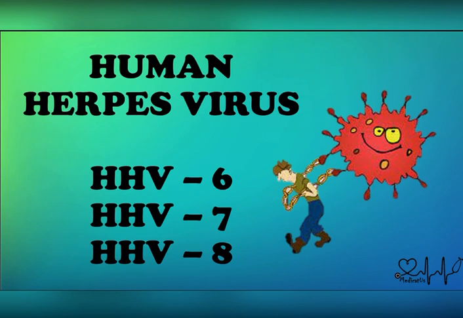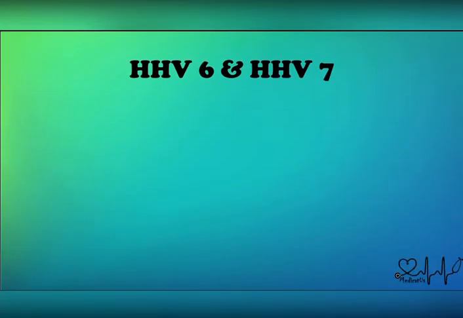In this video, we'll be discussing the remaining 3 members of the herpesviridae family, that is human herpes virus 6, human herpes virus 7 and human herpes virus 8. They don't have any specific name like Epstein-Barr virus or cytomegalovirus. They are known by their own name, human herpes virus, just simple. Now this human herpes virus 6 and 7 are almost similar, so we'll study them together.